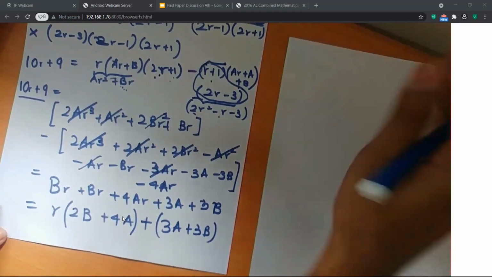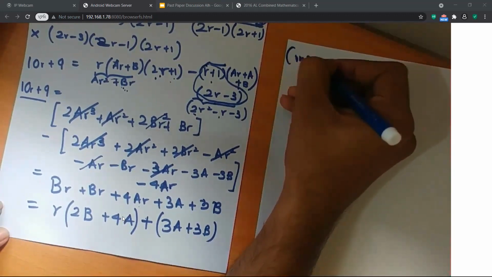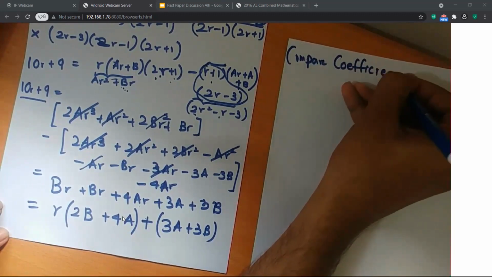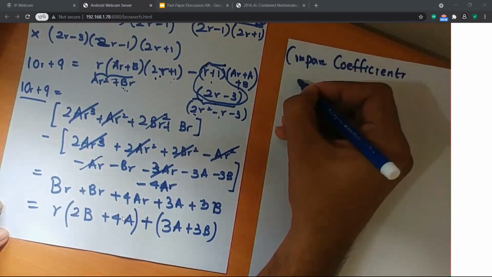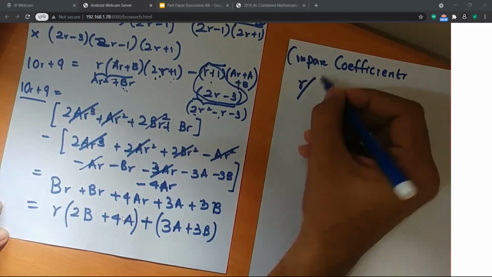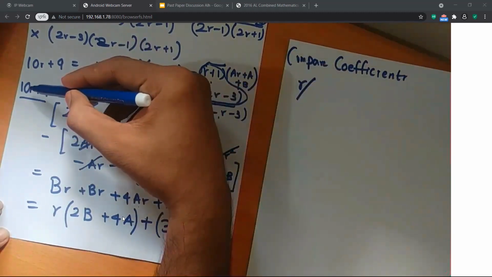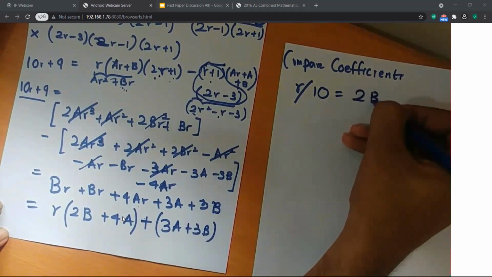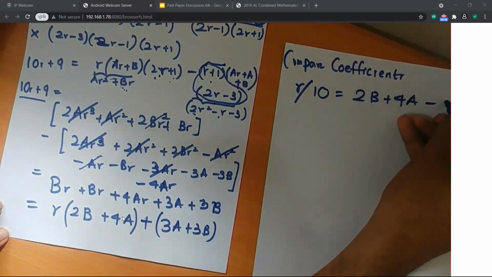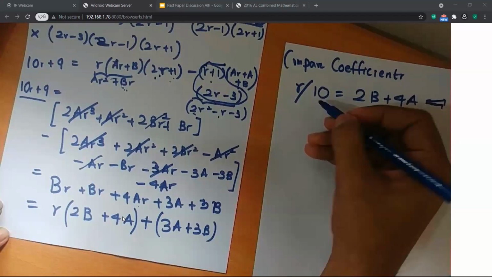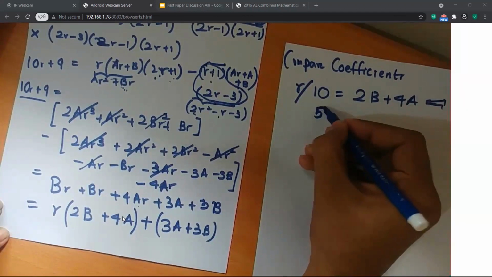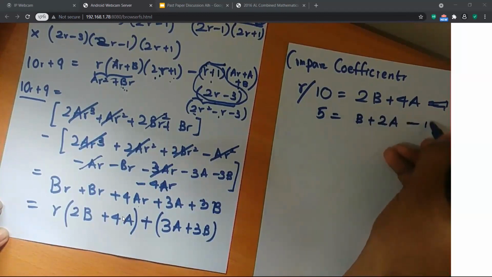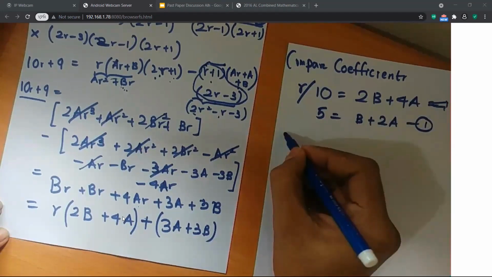So if we compare the coefficients of r. On the left hand side, what is the coefficient of r? 10. So 10 is equal to what is here? 2b plus 4a. So that is equation number 1. Or you can simplify this further. All divisible by 2. So 5 is equal to b plus 2a. Equation number 1. Now we compare the constants.